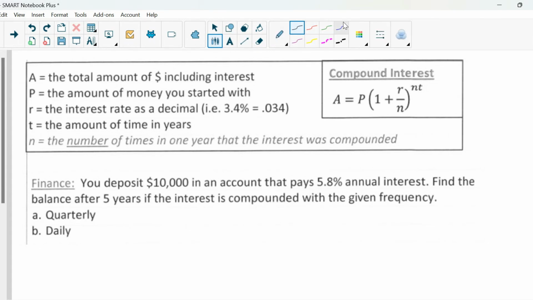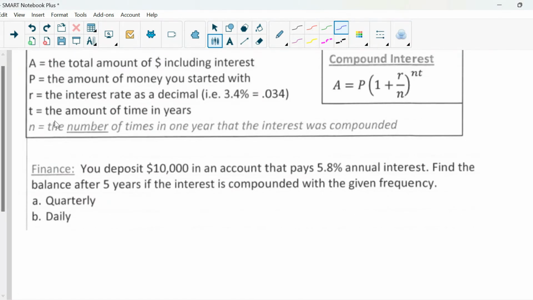So first of all, let's look at the info we have. So we know that we're trying to calculate the amount, right? So we're trying to calculate A. So I'll start by listing A equals P, which is the principal, the amount of money we started with. And in this case, we are starting with $10,000. So that's going to be our P value. Okay, that's going to be P, which is times 1 plus R over N.